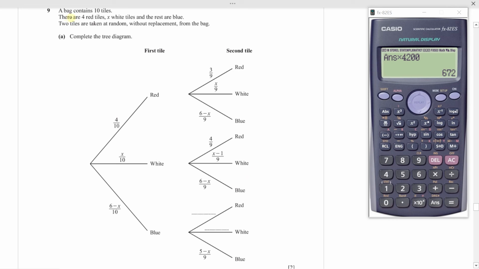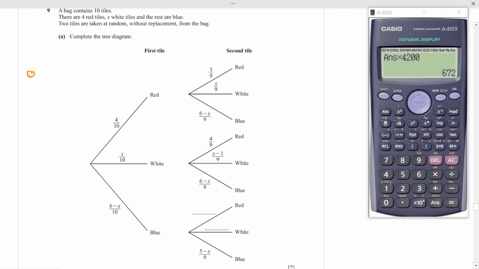Question number 9 is a bag contains 10 tiles. There are 4 red tiles, X white tiles, and the rest are blue. The 2 tiles are taken at random without replacement from the bag. Complete the tree diagram. So you pick the first one without replacement, and then you pick a second one out of the bag. So you have 4 red tiles.